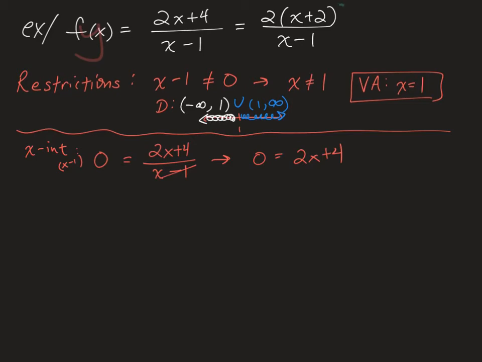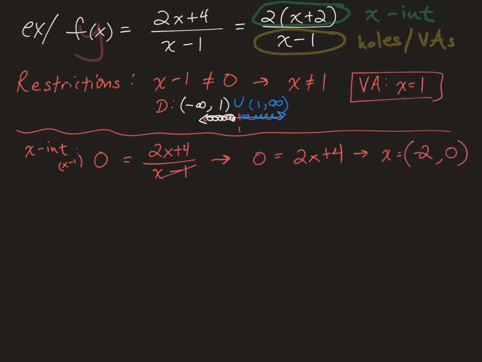So it would be something like this. This part is good for x-intercepts, and this part down here is good for, we'll say, holes and VAs, vertical asymptotes. And all of those have to deal with x's. Think about it. If you set the top equal to 0, you're solving for x. If you set the bottom equal to 0, you're solving for x. Those are all x-related characteristics. Back to the x-intercept. If you solve this for x, you'll get x equals negative 2. So here's your x-intercept, negative 2, 0.